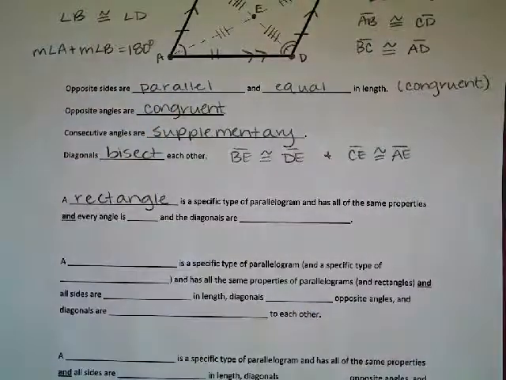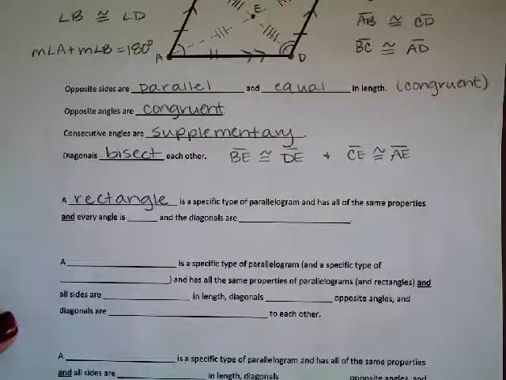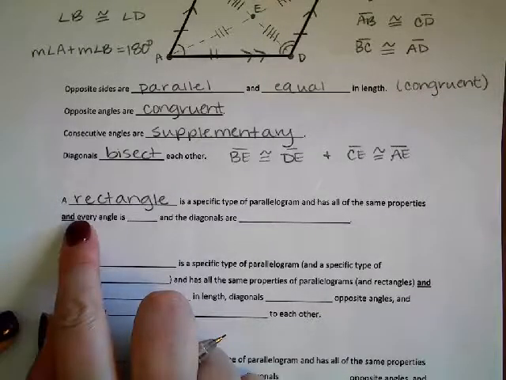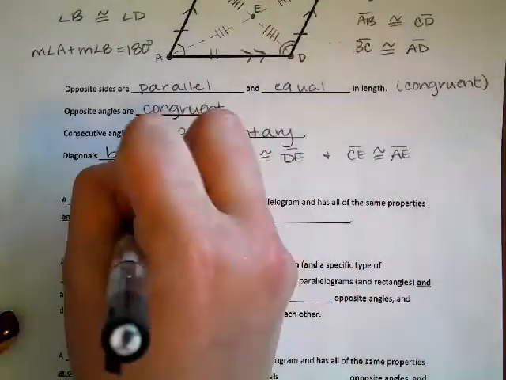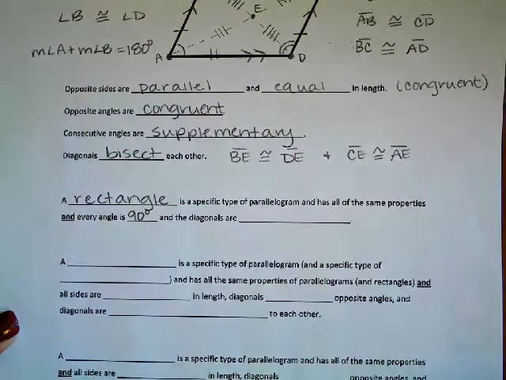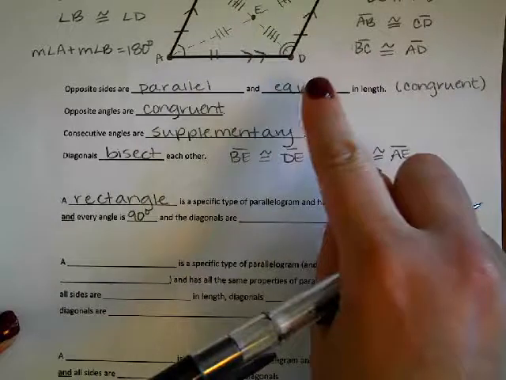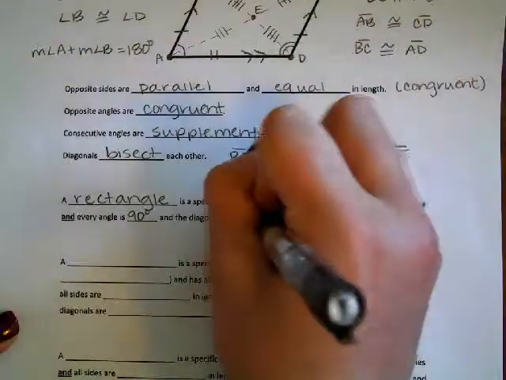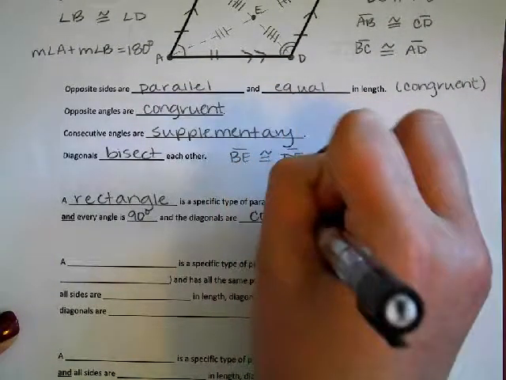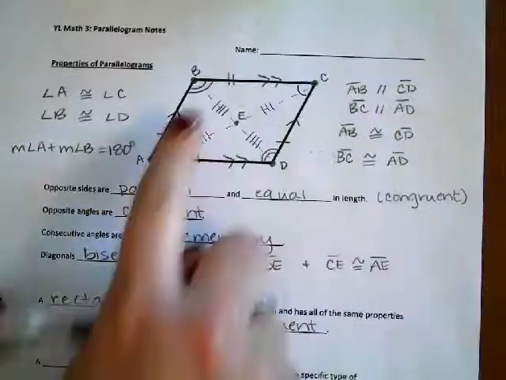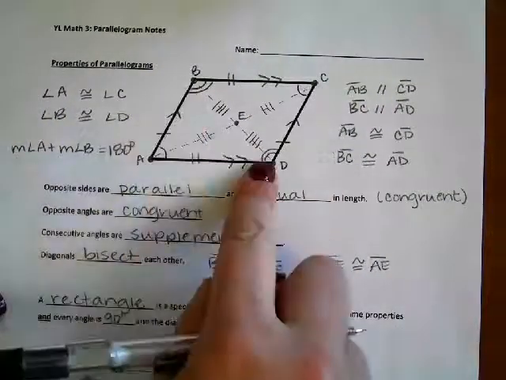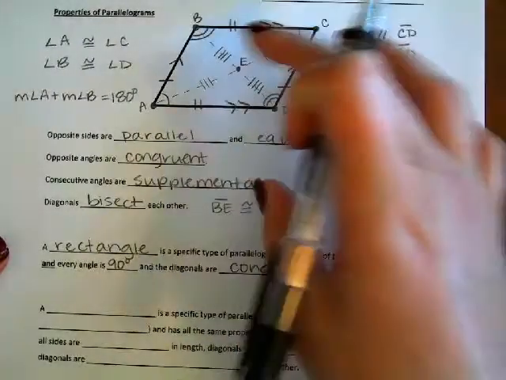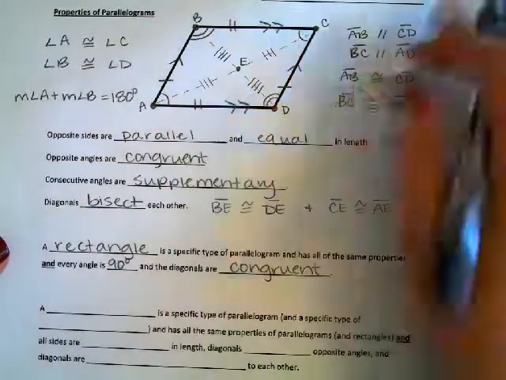All right, next blank, a rectangle is a specific type of parallelogram and has all of the same properties as a parallelogram, and every angle is 90 degrees. So that's something specific. All of these properties are the case, but the angles are 90 degrees and the diagonals are congruent. So if you look at this picture of a parallelogram, it looks like this is a longer diagonal and this one's a little bit shorter, but they bisect each other. In a rectangle, all of this stuff would be true, but you're kind of shifting it. It's straight up and down. The angles are 90 degrees and the diagonals are actually the same exact length. They still bisect each other though.